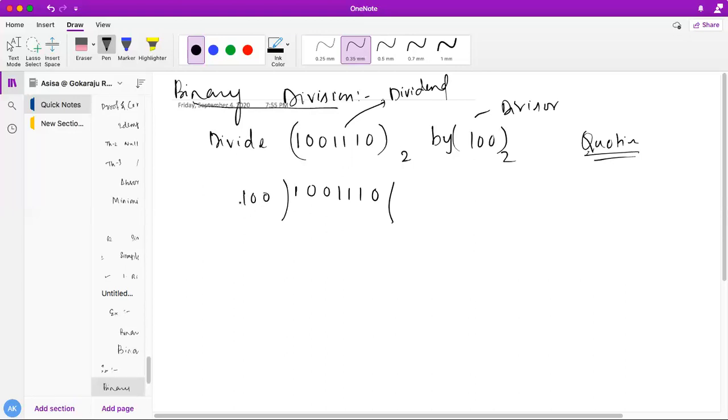So first what you need to do, take one bit. If I take one bit, what will be the decimal equivalent? It's 1, and the divisor is actually 100, which is 4. So 1 is less than 4, so I cannot perform the division. When can I perform the division? If your divisor is equal to the dividend, or the divisor is a little bit smaller than the dividend. So here you cannot perform this division.